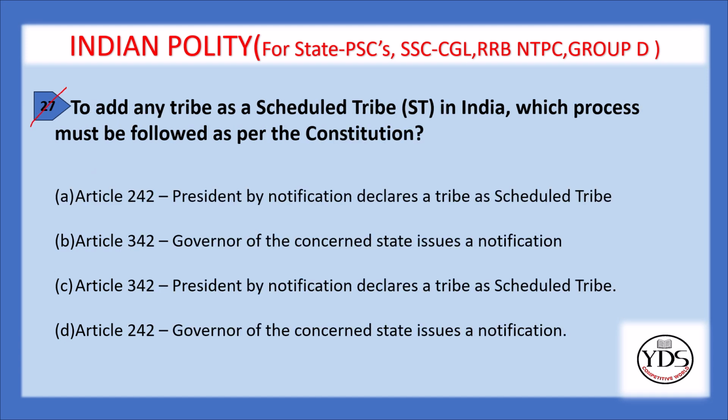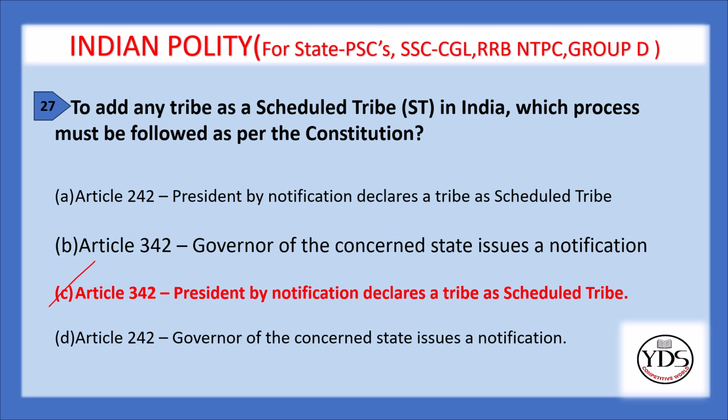Question number 27. To add any tribe as a scheduled tribe in India, which process must be followed as per the Constitution? Option A, Article 242. President by notification declares a tribe as a scheduled tribe. Option B, Article 342. Governor of the concerned state issues a notification. Option C, Article 342. President by notification declares a tribe as a scheduled tribe. Option D, Article 242. Governor of the concerned state issues a notification. Option C, Article 342. President by notification declares a tribe as a scheduled tribe is the correct answer.